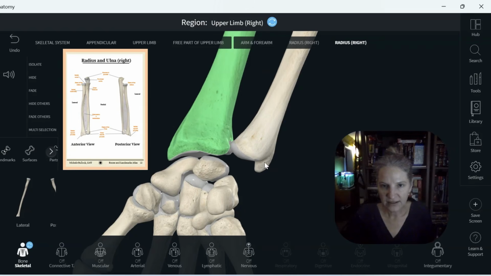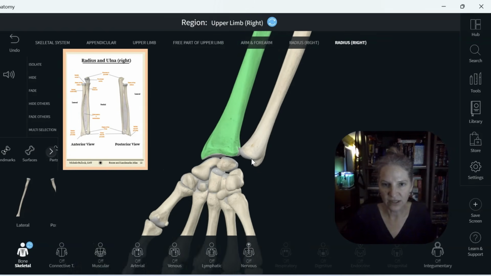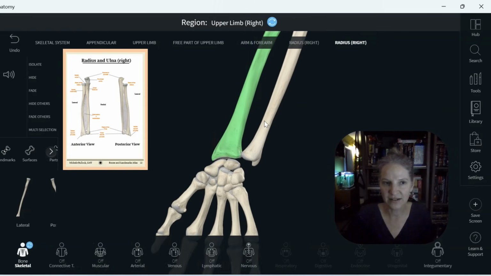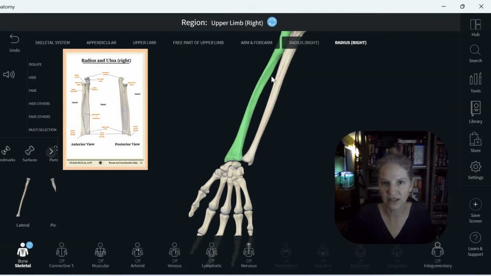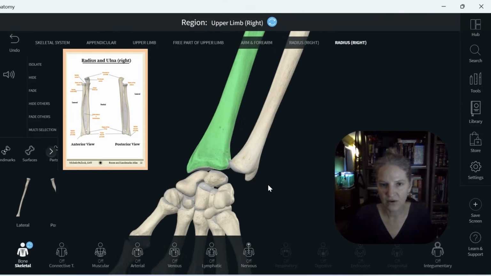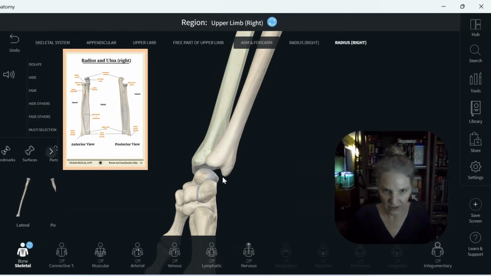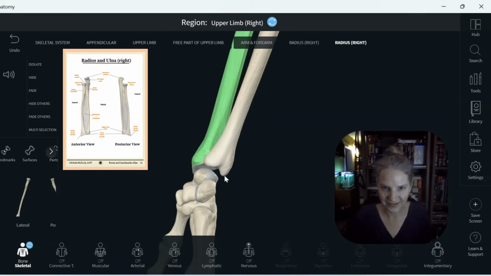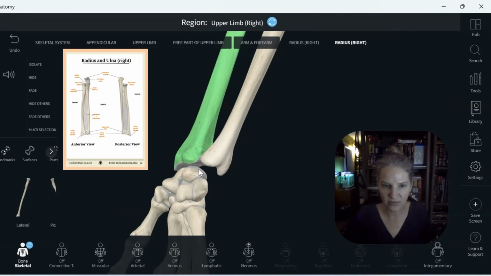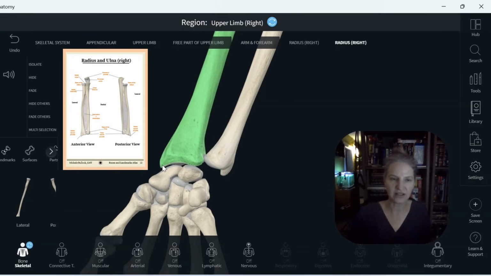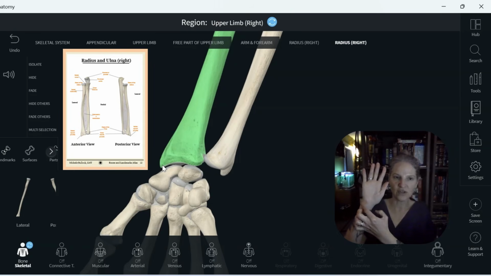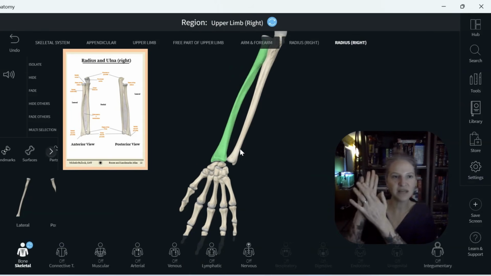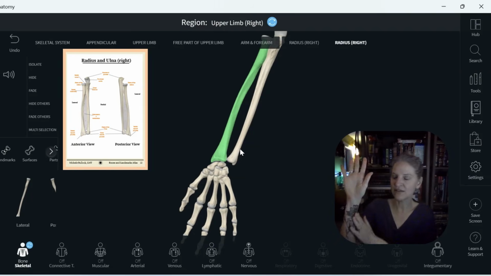Head of the ulna is on the distal end of the ulna. Head of the radius is on the proximal part of the radius. And then over here, you have the ulnar styloid process sticking out. So ulnar styloid process and radial styloid process. So you know, your ulna is always on the pinky side. Ulna is on the pinky side. Radius is on the thumb side.